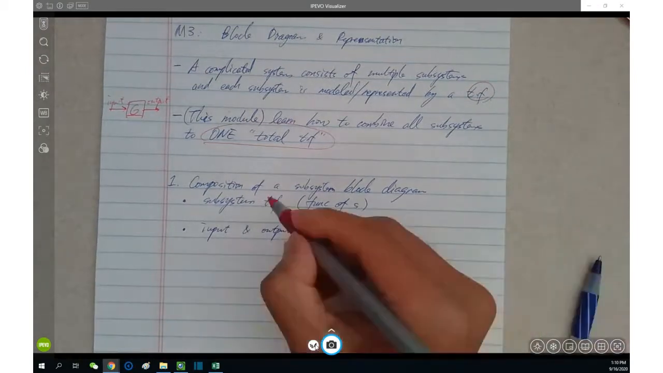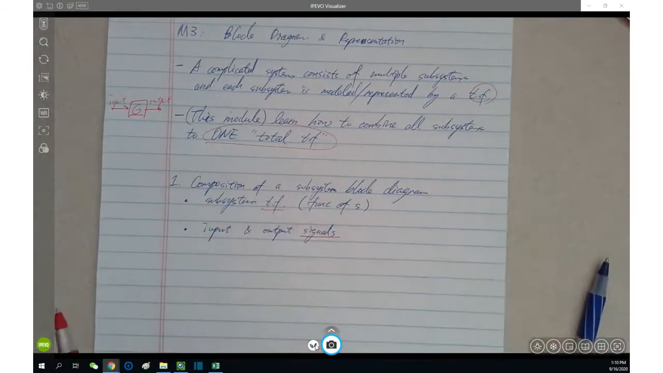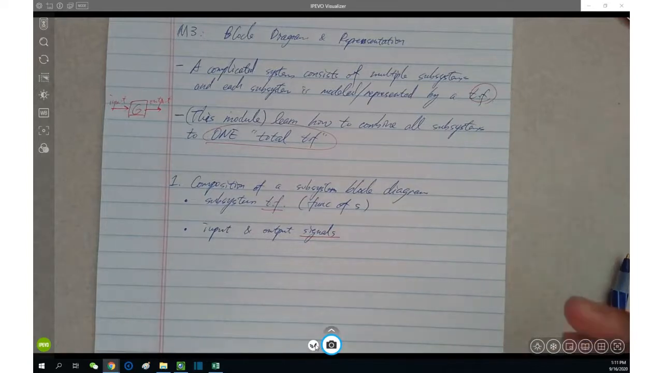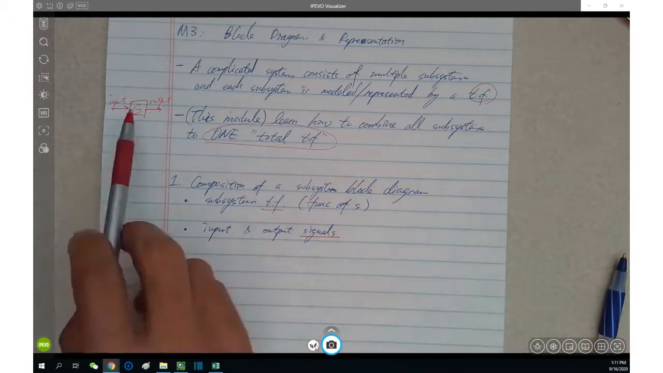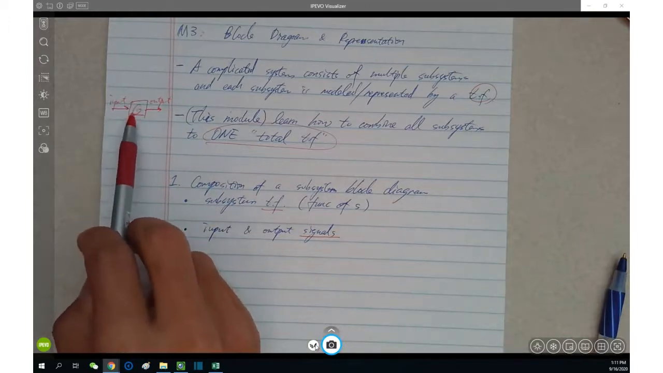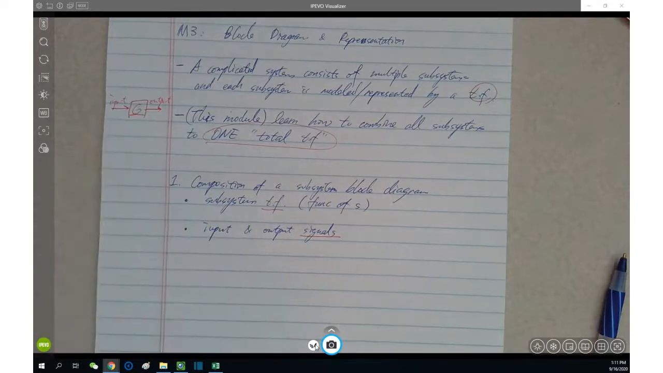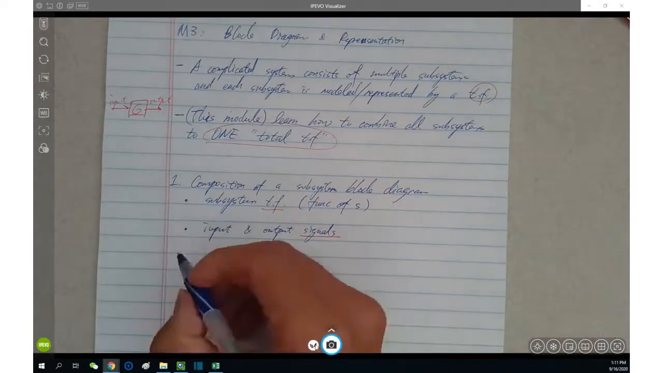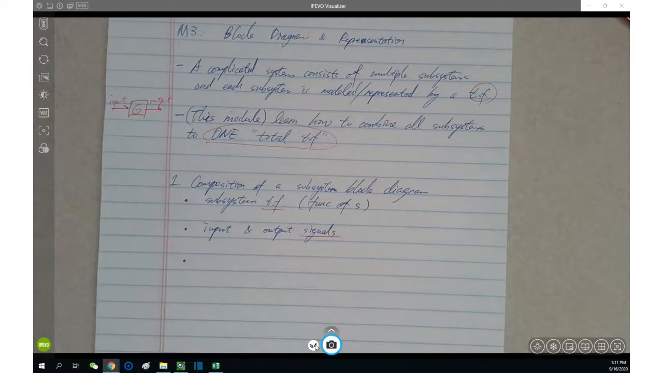Here, be careful. These are signals, not transfer functions anymore. Input and output are called signals, not input and output transfer functions. Be very careful. Don't confuse them together. Obviously, for one transfer function, we currently have one pair of input and output. Right? And what else could we have in the block diagram?